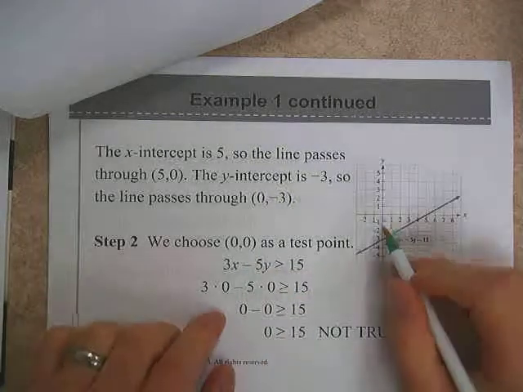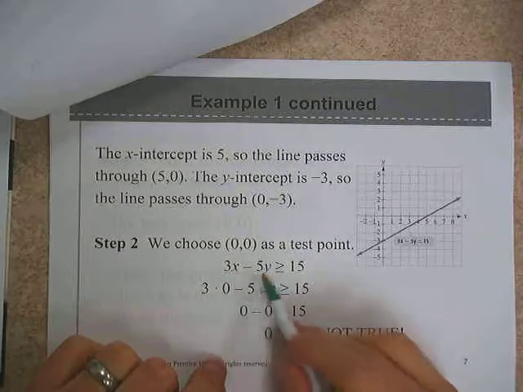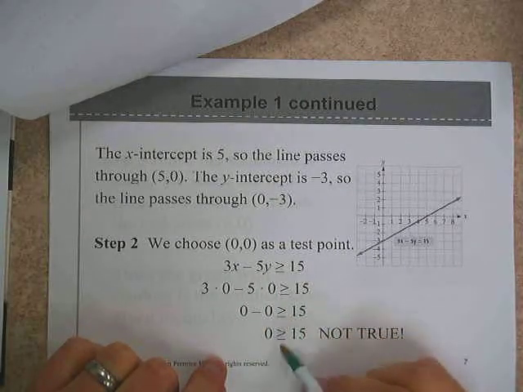Then we're going to use a test point, and I said I would use (0, 0). They did the same thing. You can use any point you want to, but if you can use (0, 0), it's going to be easier to test.